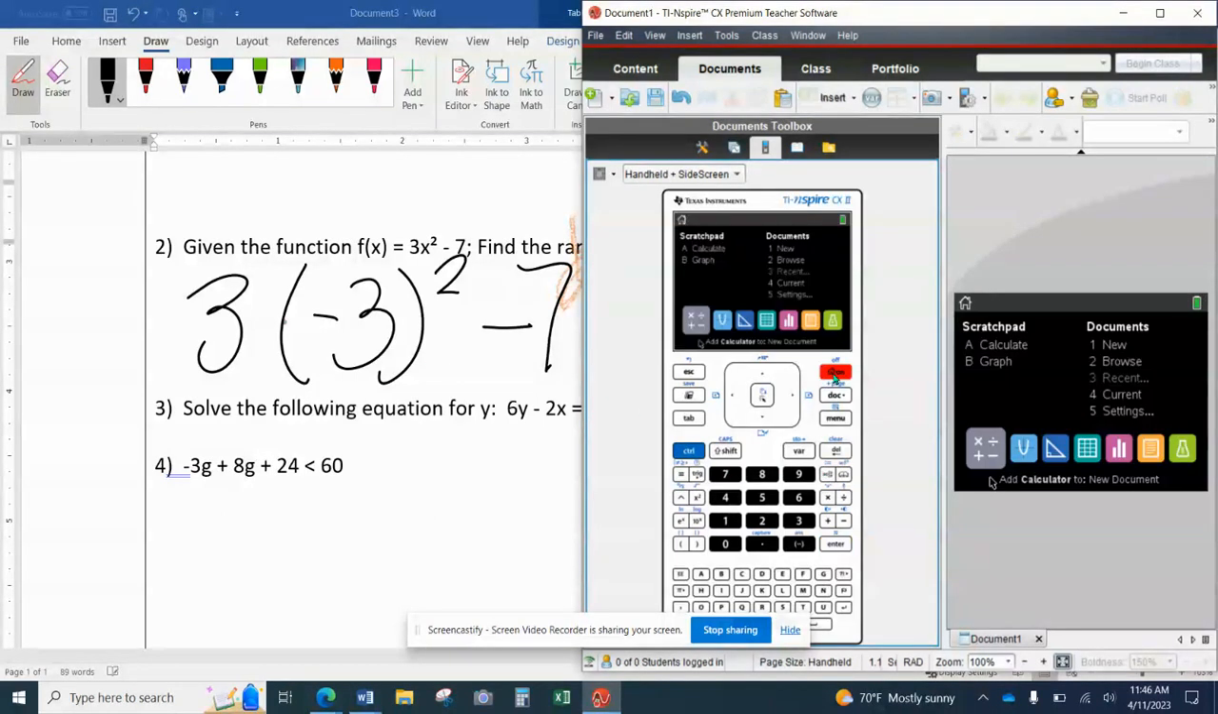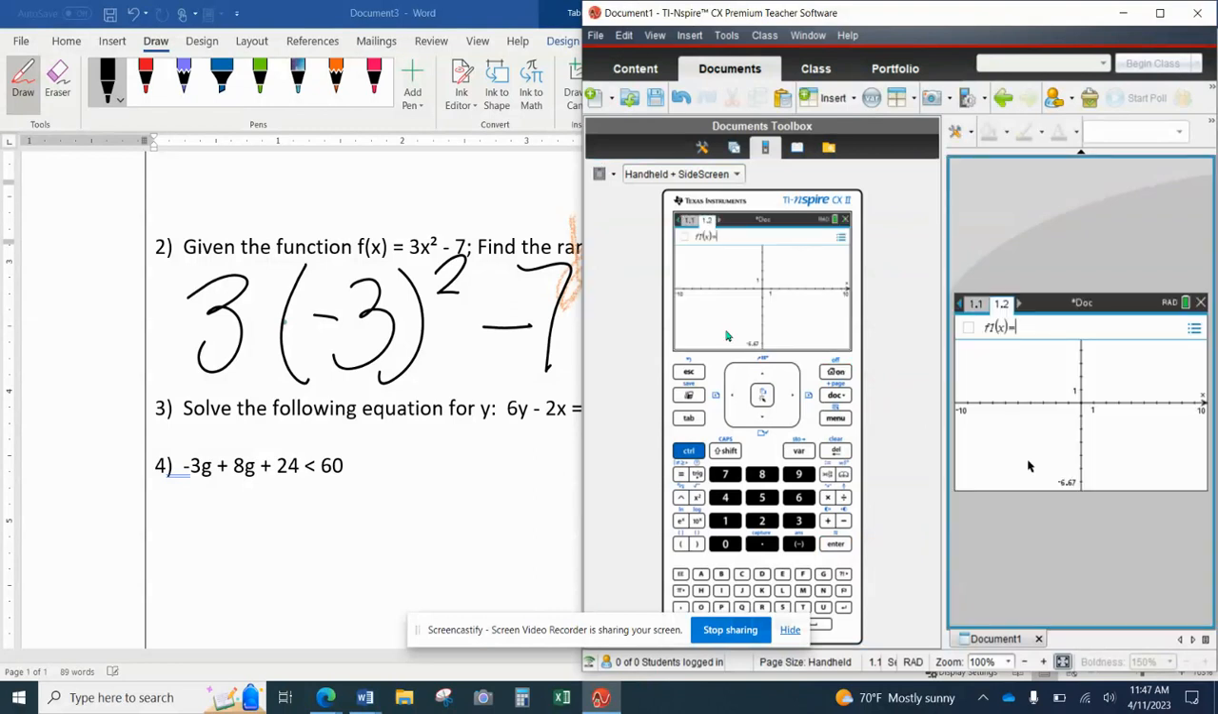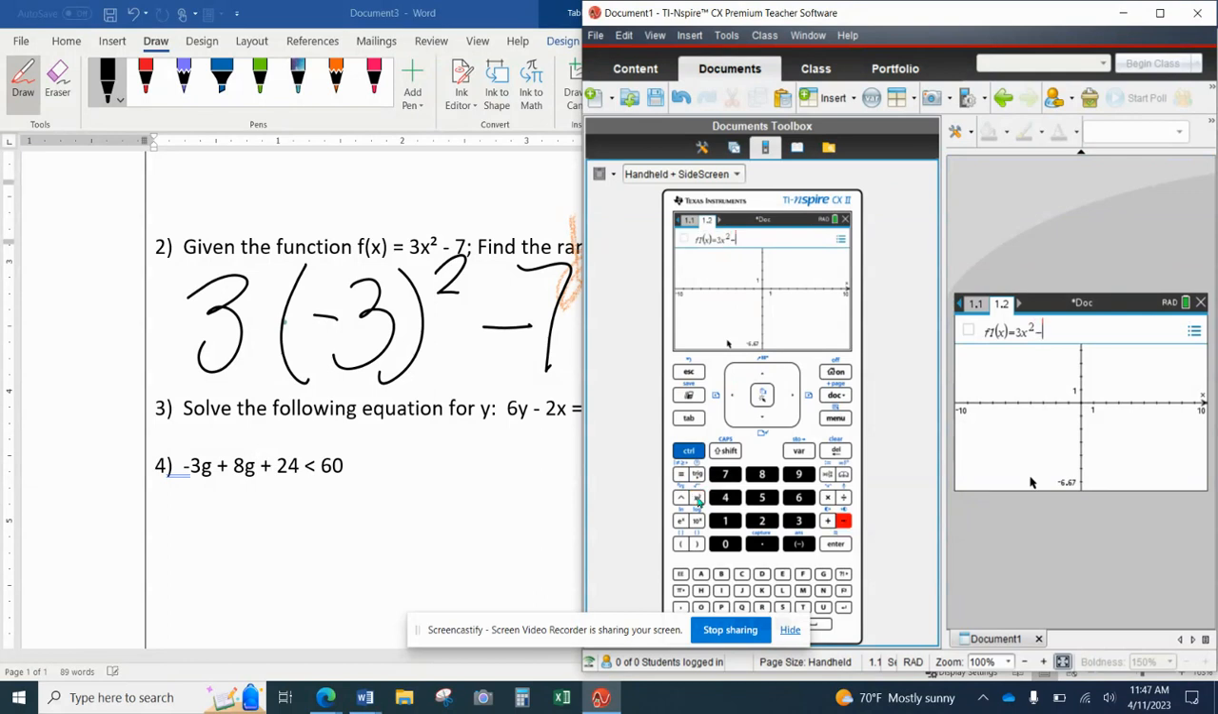Okay, now, let's say you don't like that method. How can we solve this using the graph? Press your home button. Do it with me now. Press your home button. You have it in there already? Okay. Press your home, go to your graph app, and then I'm going to type in 3x squared, subtract 7. And then I hit enter. All right. So now from here, I can hit Control T to get to my table.